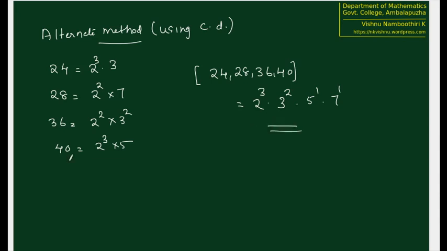This is going to be very easy if the prime factorization is easy, but not otherwise. When we have large numbers, prime factorization is going to be quite a difficult task, and therefore we may have to use the Euclidean algorithm for finding the GCD, and then use the relation between LCM and GCD.